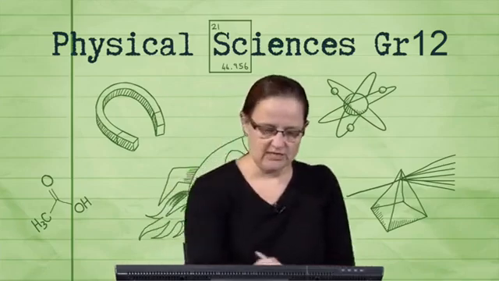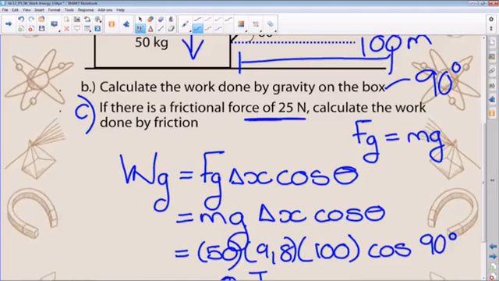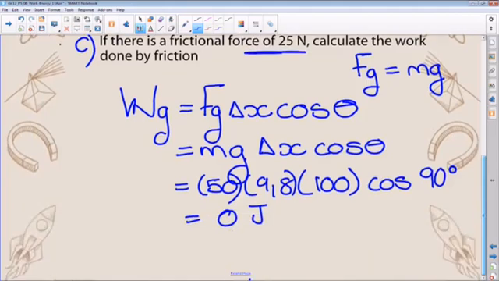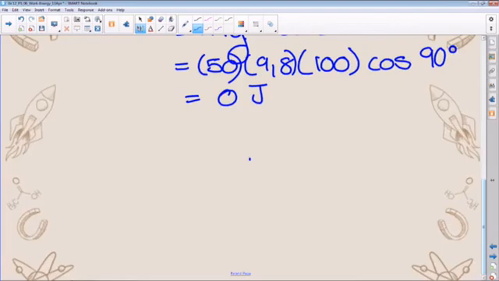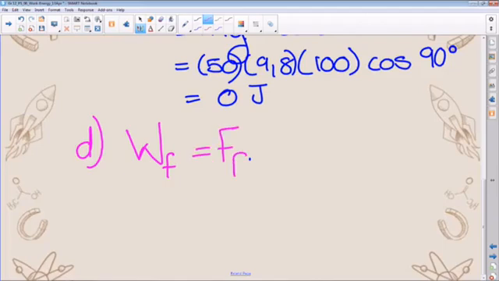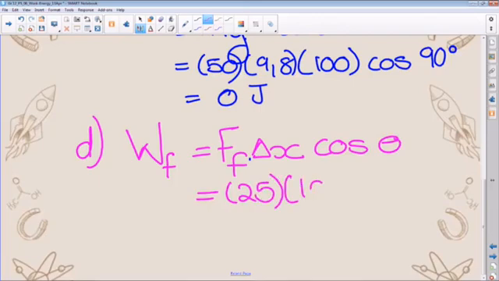Now they ask you, this was the next one, if there's a frictional force of 25, calculate the work done by friction. Okay, so now we go back here and I'm going to use pink. It's a pretty color. Now we're doing the work done by friction, little f. Friction means I need to use the force of friction, delta x, cos theta. So we're using the same equation over and over again. Friction is 25. This is 100.